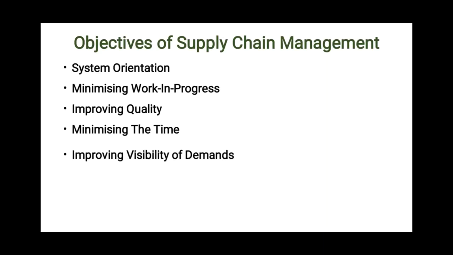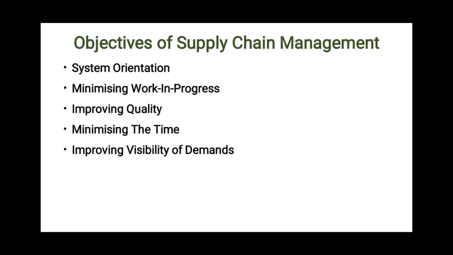Next objective is improving visibility of demand. It improves the visibility of demand by each one of the partners, like demand of supplier, demand of manufacturer, demand of retailer, or the demand of customer. It gives a clear idea about the demands of every partner.